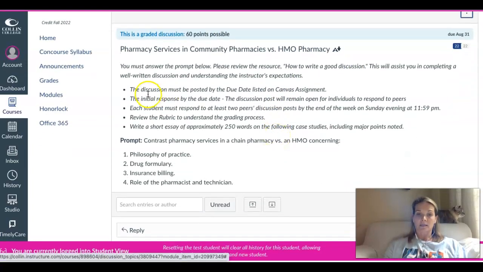On this rubric also, if you look at the instructions of a discussion post, you can close it right here. It says the discussion must be posted by the due date on Canvas. The initial response is due by the due date. The discussion post will remain open for individuals to respond to peers. There's a requirement each student must respond to at least 2 peers' discussion posts by the end of the week on Sunday evening. I had multiple students not respond to anybody, multiple. So you have to read your instructions.